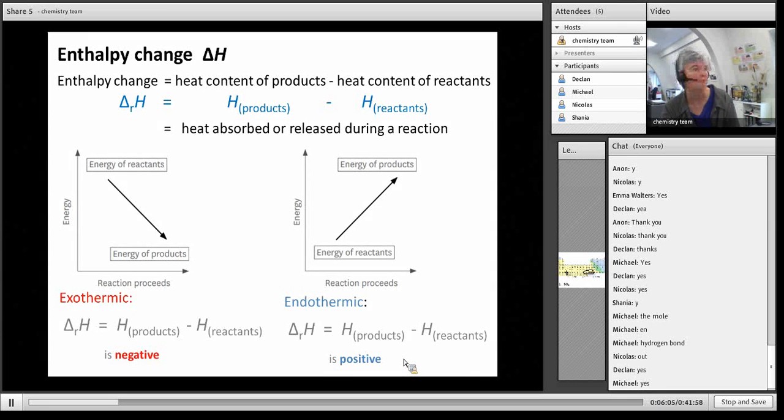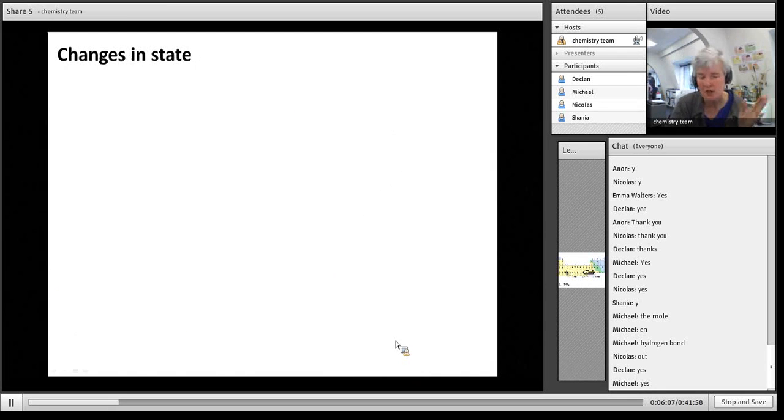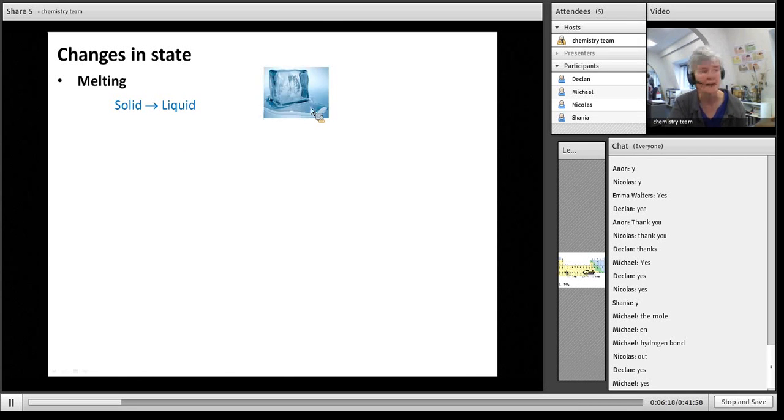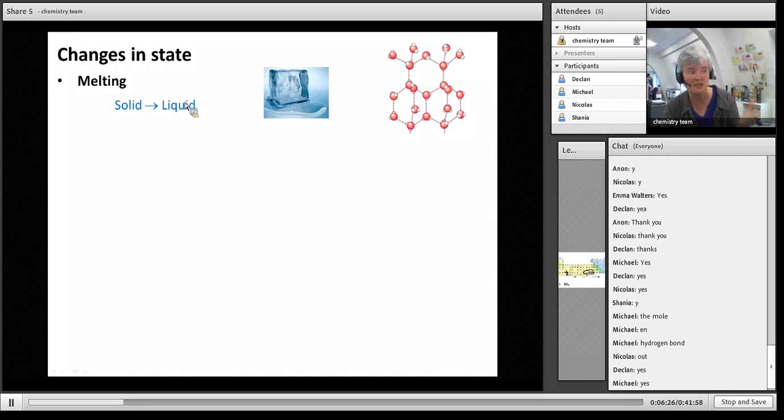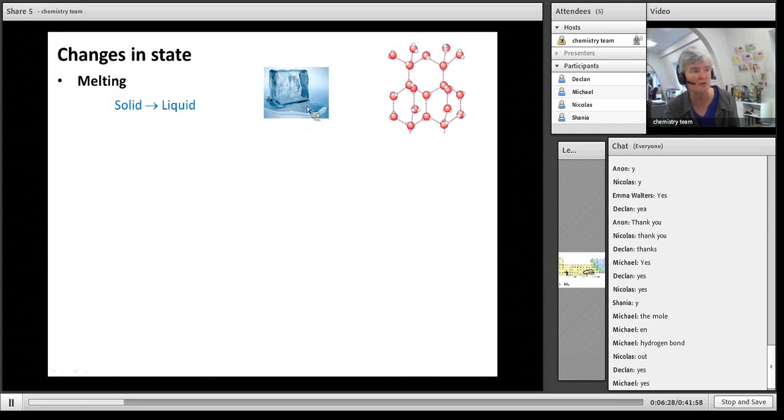Right, so let's go and look at changes in state and see how we use exothermic and endothermic. We've already seen one example of ice melting. So here we've got solid to liquid, ice melting, and trying to explain it in terms of, remember, this is our macro level. We can measure that heat is being absorbed for that.